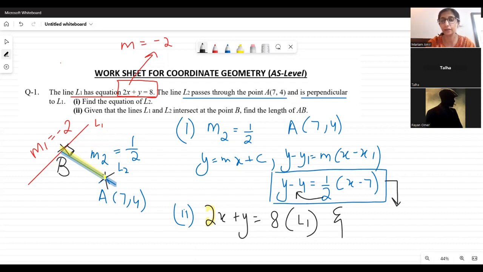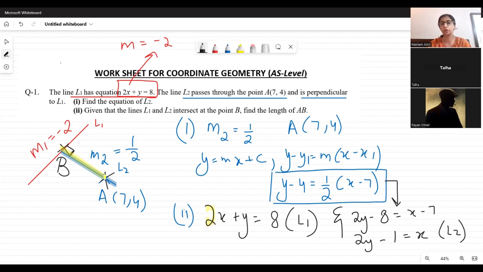For L2, let's slightly simplify this. If we send the 2 in the denominator to the other side, we get 2y minus 8 equals x minus 7. So this would be 2y minus x equals 1. Now solve these equations simultaneously and give me the values of x and y.